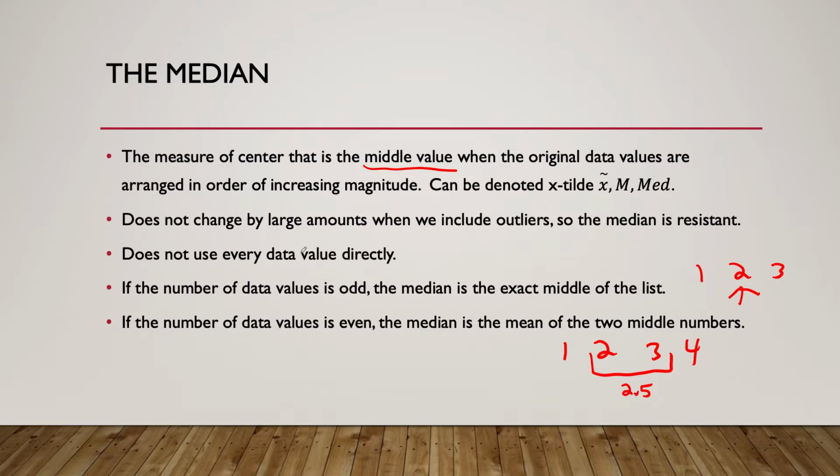Likewise, if the number of data values is even, then the median is the mean of the two middle numbers. So, for example, let's say we have the numbers 1, 2, 3, and 4. Then the median of that, we would take the mean of 2 and 3, since 2 and 3 both lie in the middle of the data set. And the mean of 2 and 3 is 2.5.